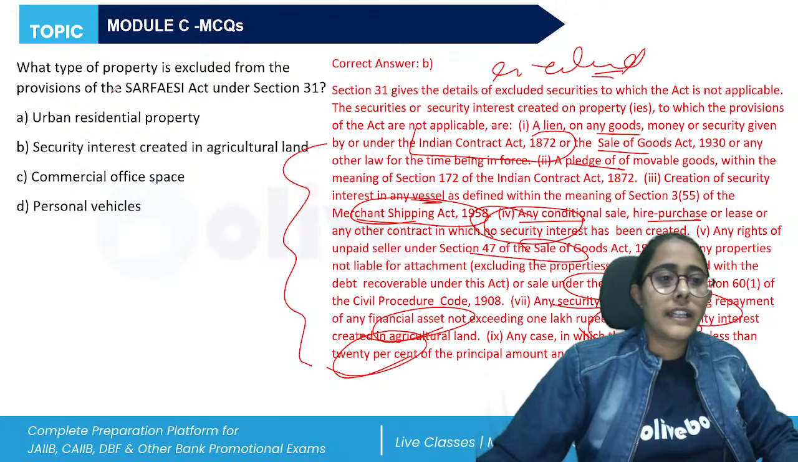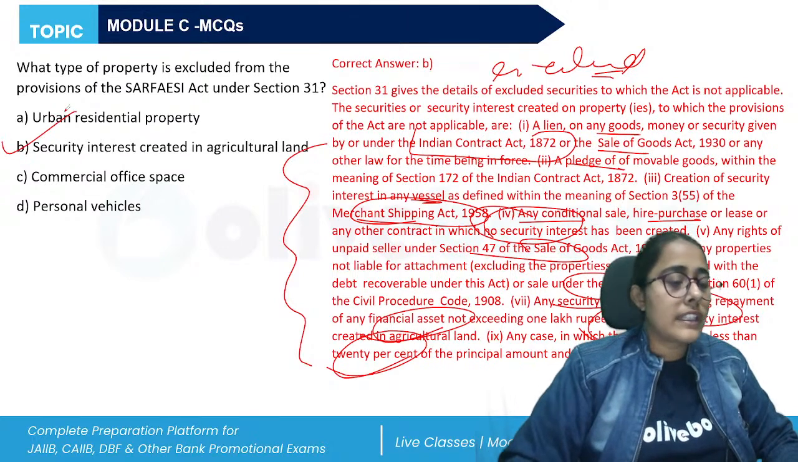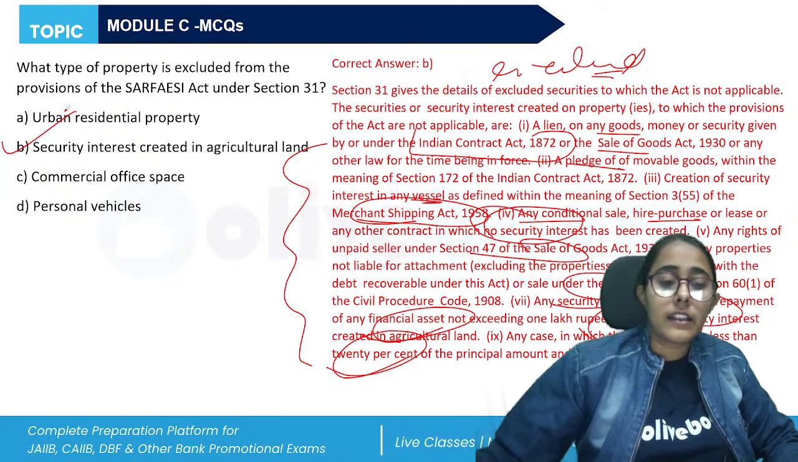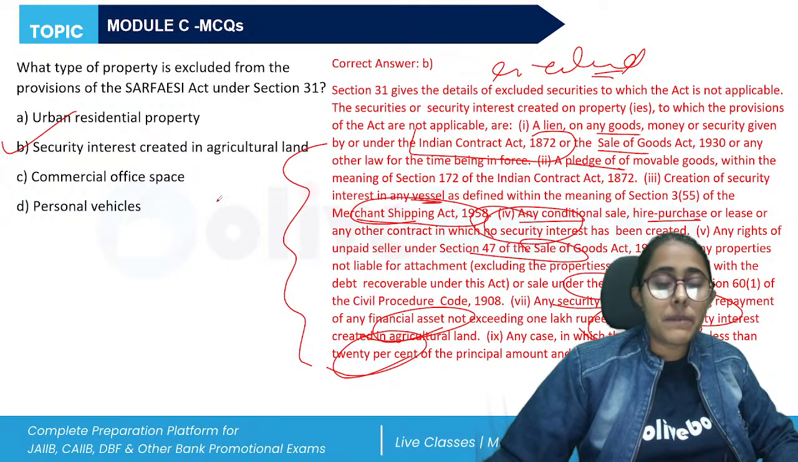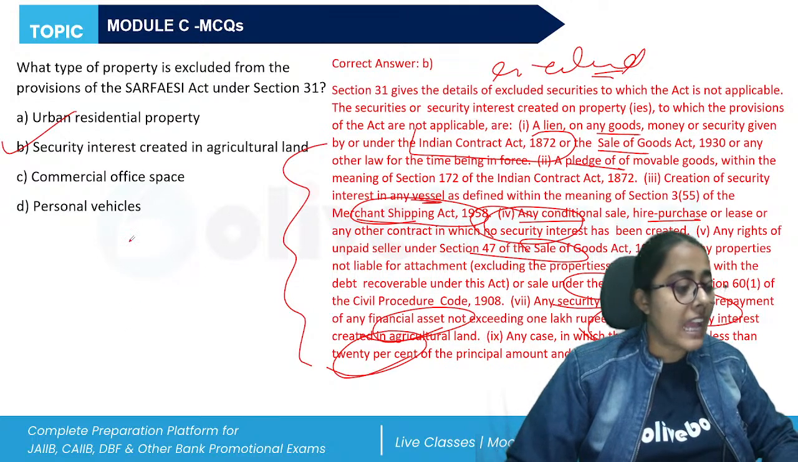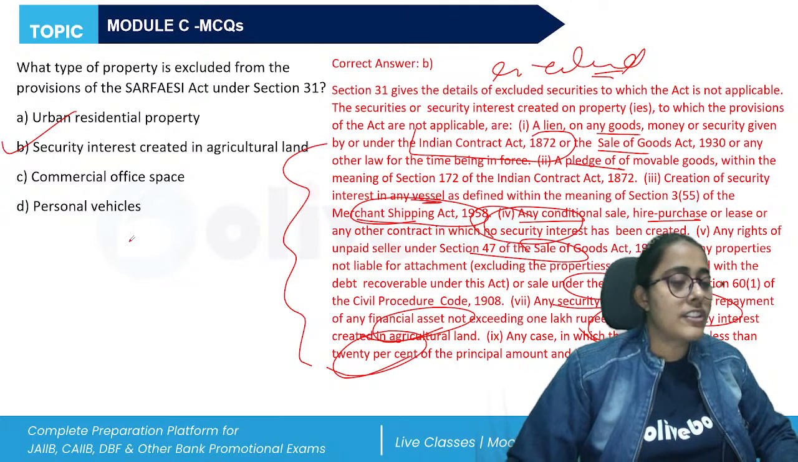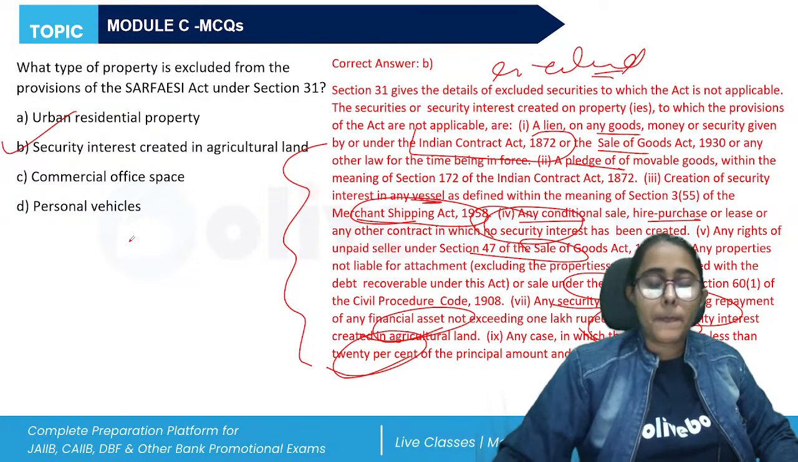Clear? So the correct answer is security interest created in agricultural land. Keep in mind all of these things. A similar type of question can be asked. Which of the following cannot be included, or which of the following are there where the Act is not applicable?